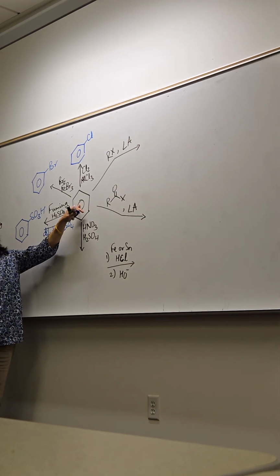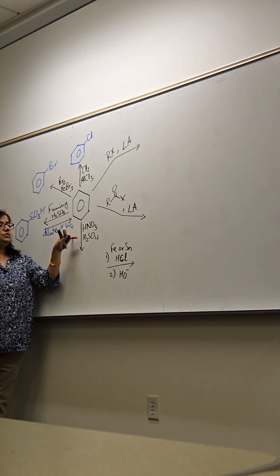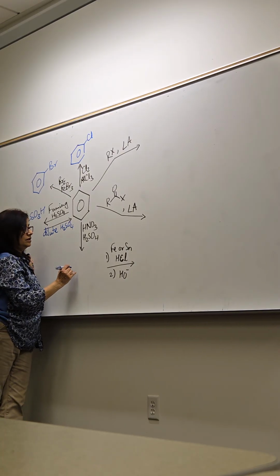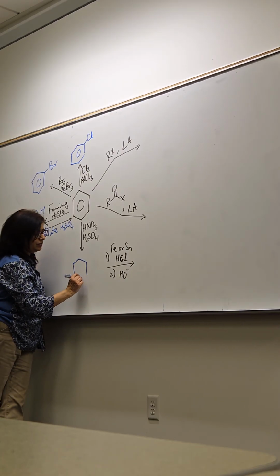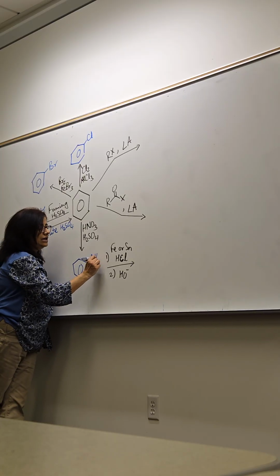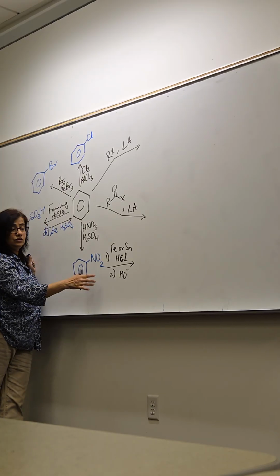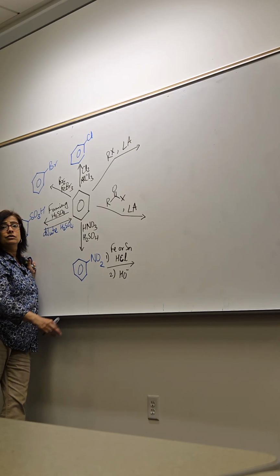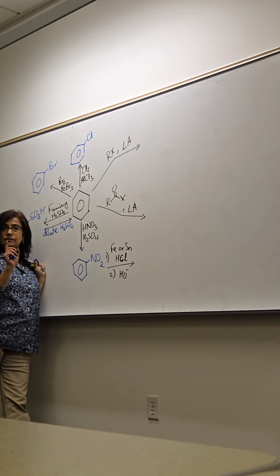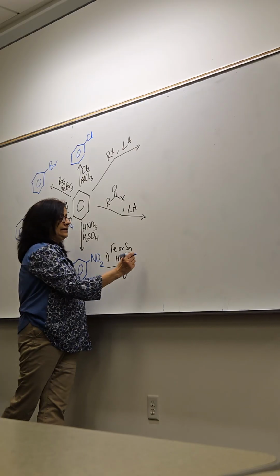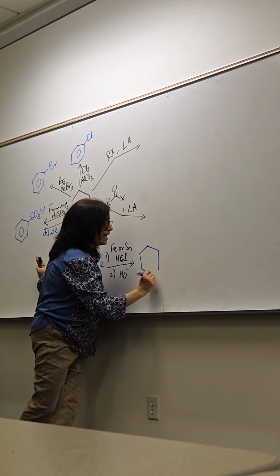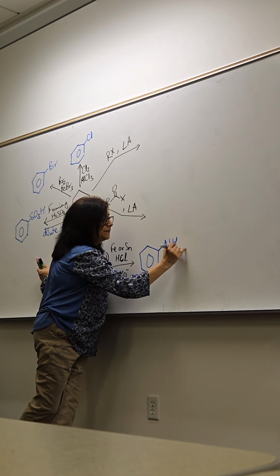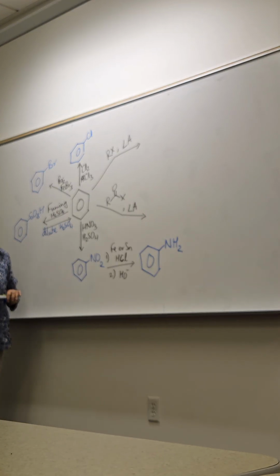Can someone tell me, what do we get when we react benzene with nitric acid and sulfuric acid? Nitrobenzene, and nitrobenzene can be reduced using this reaction to anisole. Not anisole, you mean aniline. That's exactly what anisole is, that's methoxy, OCH3. Aniline. Agreed?